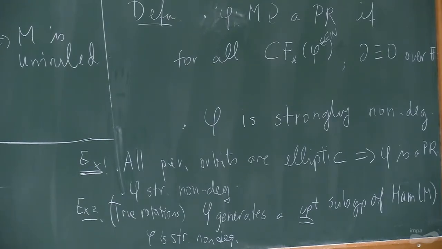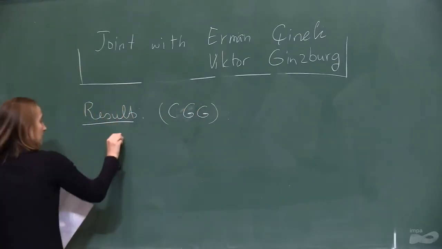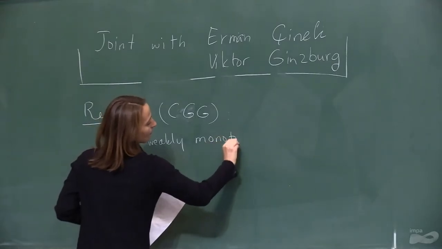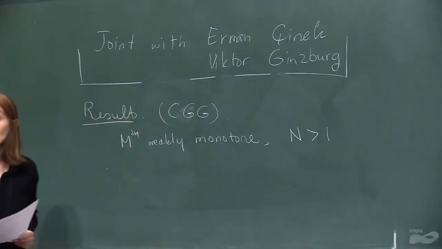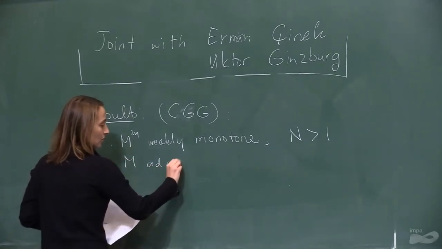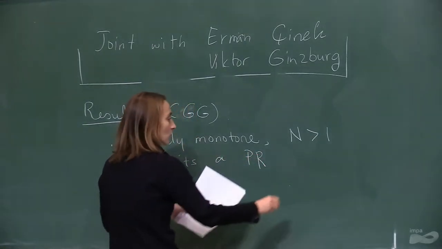So the main result of our work with Erman and Victor is the following. It's a new preprint from me. I'll just write CGG here. And the result is that, as I said, the manifold is at least weakly monotone. I need to assume that the minimal Chern number is at least one, and that it admits a pseudo-rotation. Otherwise, there is nothing to talk about. Let's call it phi.